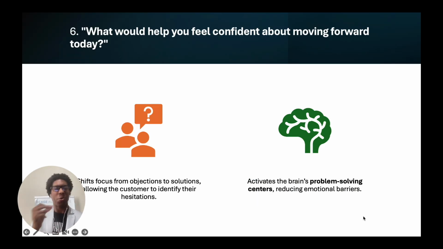Number 6, all right, we're getting there. Huh? I told you we were going to go quick. What would help you feel confident about moving forward today? And so the science behind this is this shifts the focus from objections to solutions.